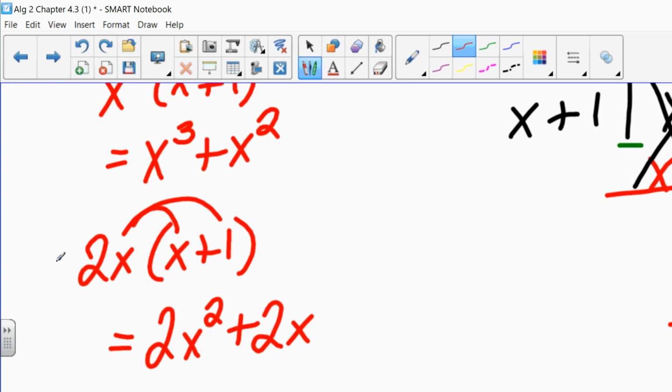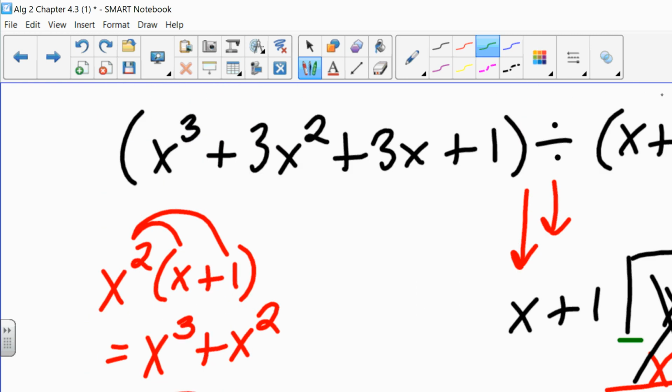Let me go on and write that out because we can do 1 times x plus 1, which is just x plus 1. And then we would subtract. X minus x is 0, just like we wanted. 1 minus 1 is 0, so that gives us a remainder of 0. So it tells us it divides into it evenly. And our solution is this here. And that's it.